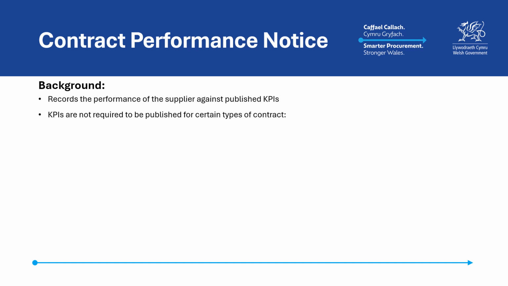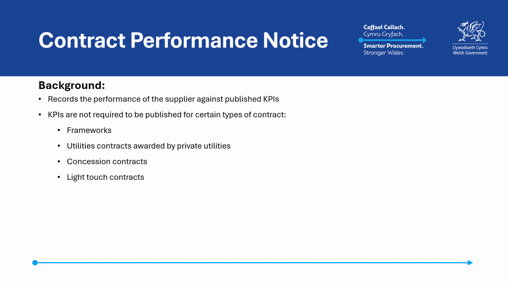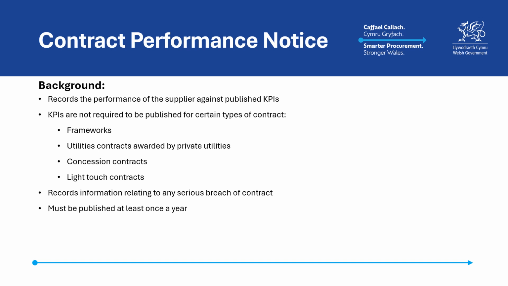KPIs are not required to be published for certain types of contracts. These are frameworks, utilities contracts awarded by private utilities, concessions contracts, and light touch contracts. The second purpose of the notice is to record information relating to any serious breach of contract. However, the requirement to publish information relating to a serious breach of contract does not apply to private utilities or in relation to light touch contracts.